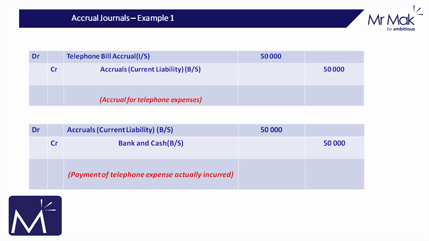current liability T account. In the event that come the end of January, the telephone bill for December was received and came to $50,000, MacMart would process the following journal. They would debit the accruals or current liability in the balance sheet of $50,000, and because they've paid it, they would credit the bank and cash $50,000 as well.